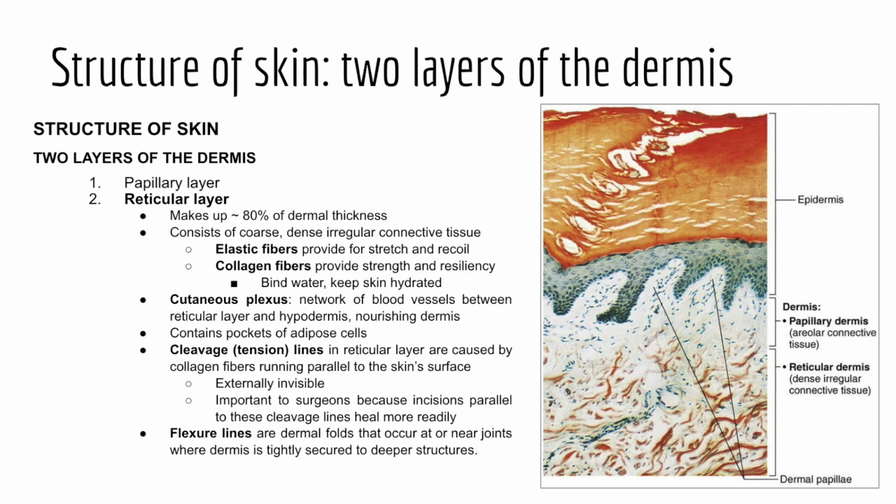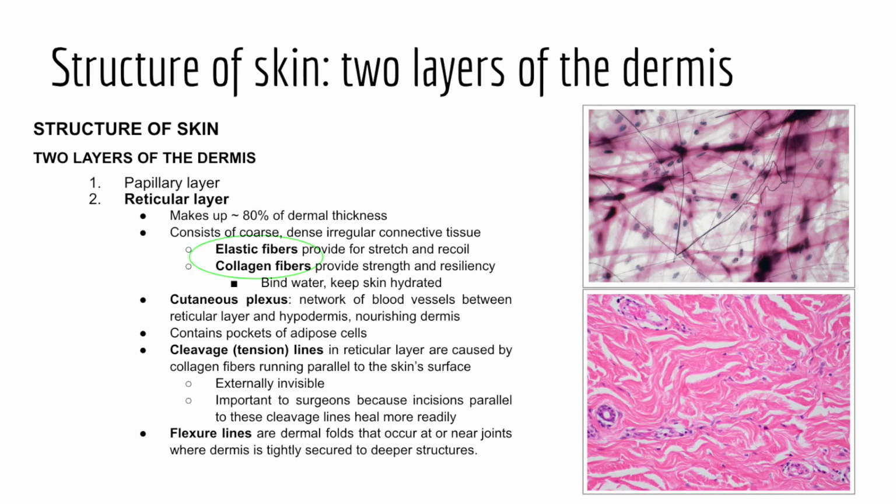The reticular layer is made up of about 80%, maybe a bit more, of the thickness of the dermis, and we find most of it represents dense, irregular connective tissue. It's further made up of elastic fibers, which provide for stretch and recoil, as well as collagen fibers, which bind water and lend to skin hydration to provide for resiliency. Recall from early in the term, we looked at this particular tissue here, areolar tissue, to consider both our collagen fibers and our elastic fibers.